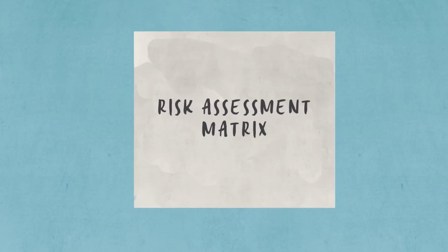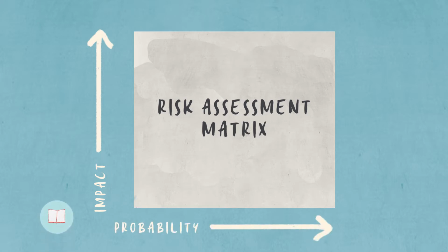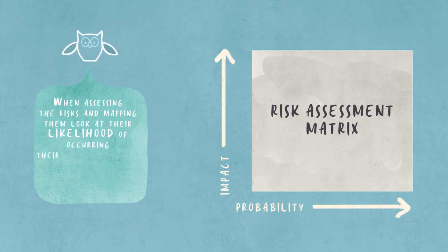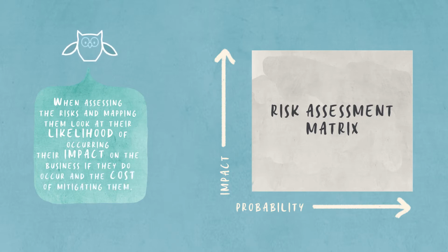Let's look at a risk assessment matrix, where you need to look at the impact of a potential risk and the probability of it happening. When assessing the risks and mapping them, look at their likelihood of occurring, their impact on the business if they do occur, and the cost of mitigating them.